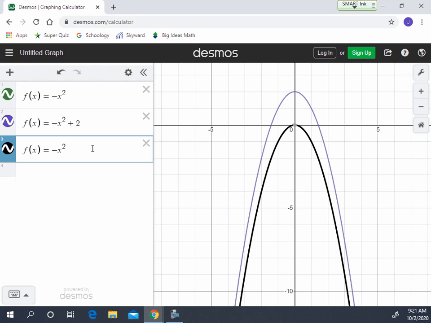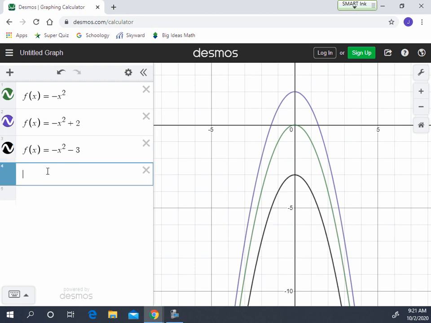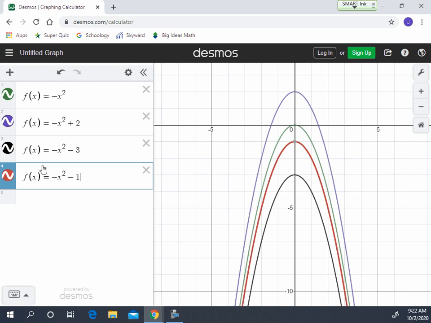And let's say negative x squared minus 3. Where's that going to be? And it's going to be lower than our negative x squared. And our vertex is at negative 3. One more here. Let's say negative x squared minus 1. Where's that going to be? Which two graphs is that going to be in between? Is that going to be in between our blue and green or our green and black? It's going to be in between our green and black graph.